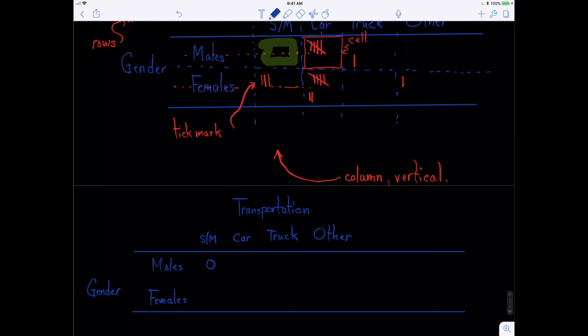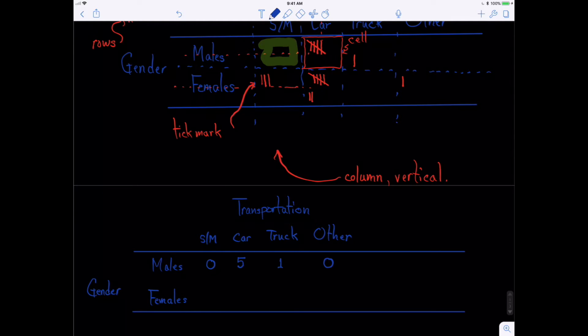Let's go to the next cell. Males that drive cars, we had 5. So I'll record a 5. 5 tick marks, so we just write the number 5. We had 1 male driving a truck and no males using other modes of transportation.